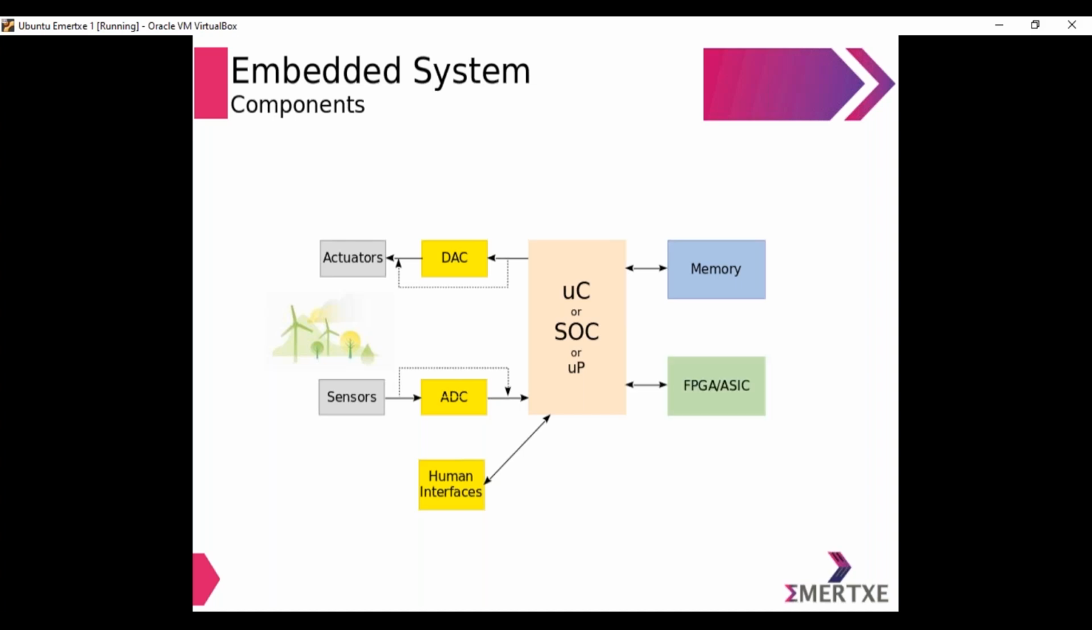Apart from human interface, we are also going to make use of FPGA or ASIC. It's a very rare scenario that we use FPGA or ASIC along with all other components in an embedded system, so it can be a part of the embedded system. Does anybody know what FPGA or ASIC stands for? Yes, FPGA stands for Field Programmable Gate Array and ASIC stands for Application Specific Integrated Circuit.